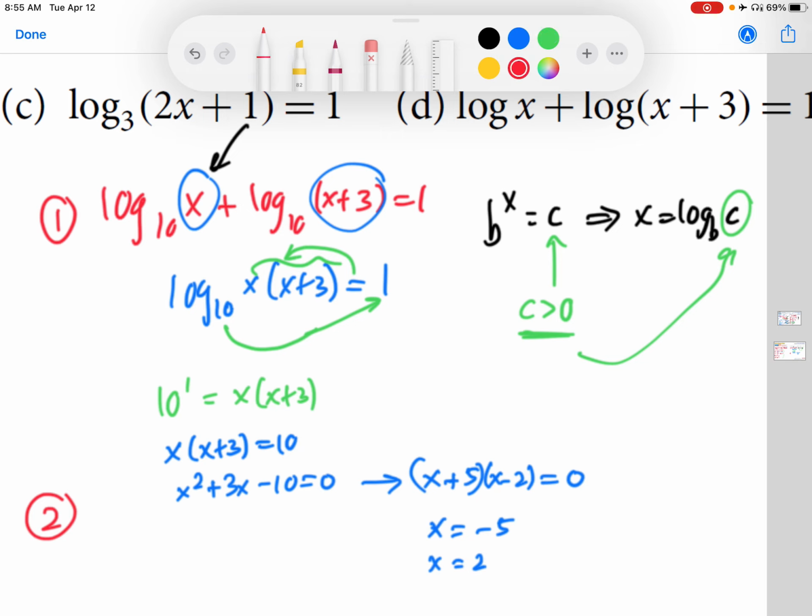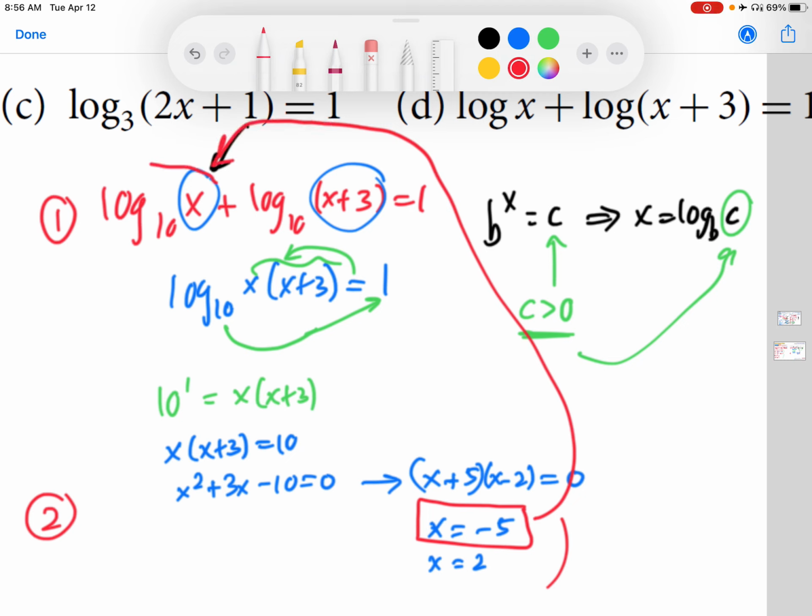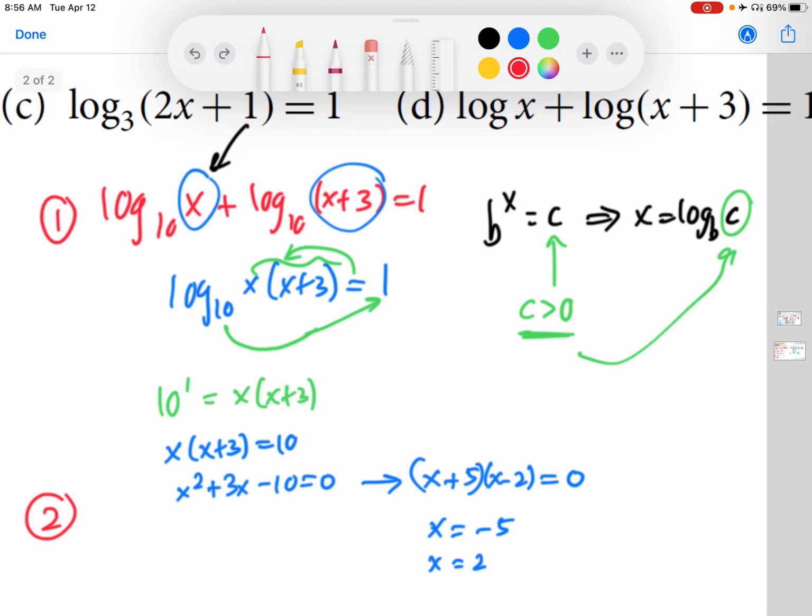So aha, that's a problem in one of these down here. Because if x is -5, if we claim that that's one of the solutions, well, then x would go over here, and we would be taking the log base 10 of -5. Can't do that, right? C has to be positive. The argument of the logarithm has to be positive. Okay, so what does that mean? That means that we have to reject this as a viable solution, x equals -5.